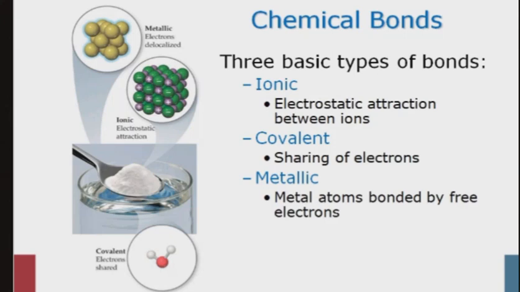First slide, chemical bonds. Three basic types of bonds. First, ionic, electrostatic attraction between ions. This type of bond is the linkage from the electrostatic attraction between oppositely charged ions in a chemical compound.